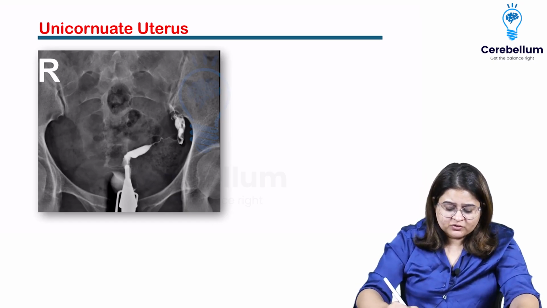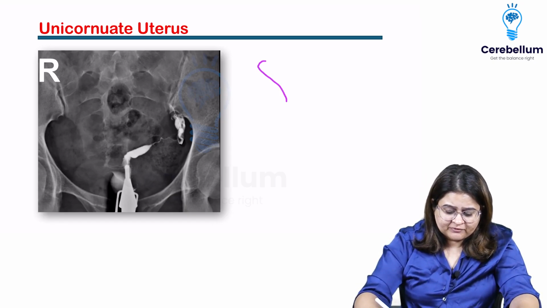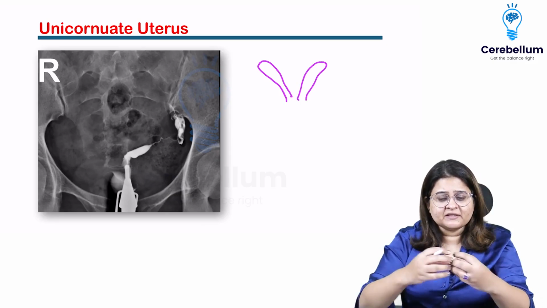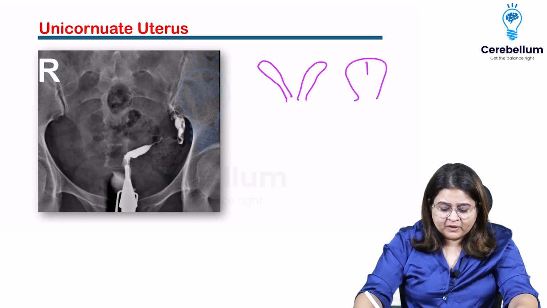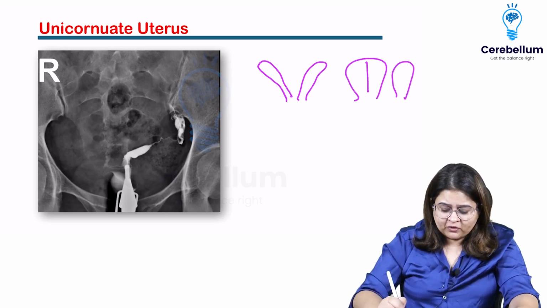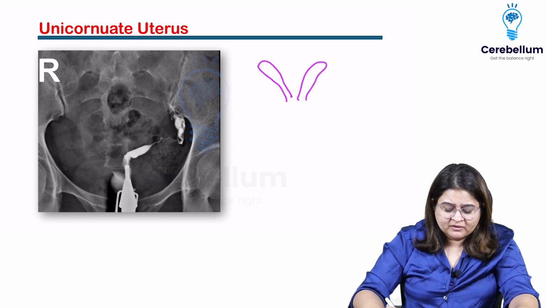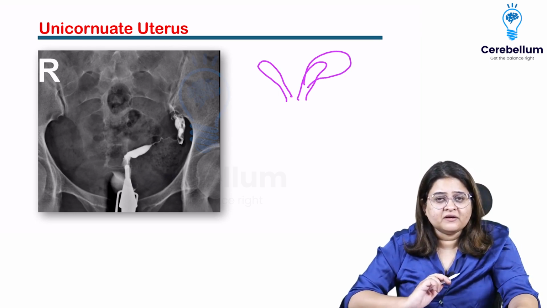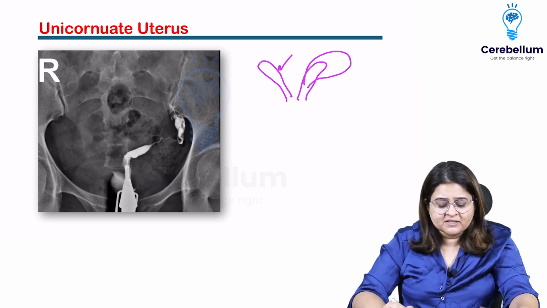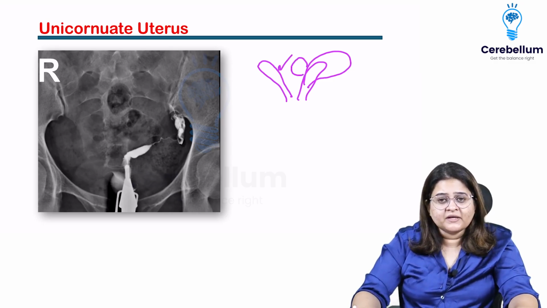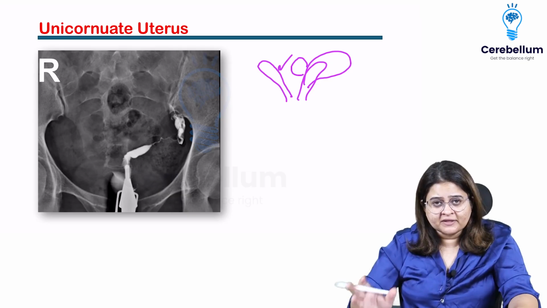Unicornuate uterus is when you have the Mullerian duct development, you have 2 Mullerian ducts, and each develop and then they fuse to form one uterus, right? Now, in unicornuate uterus, what happens? Only one Mullerian duct develops. The other regresses, or it may form a small horn attached to the main uterine cavity.